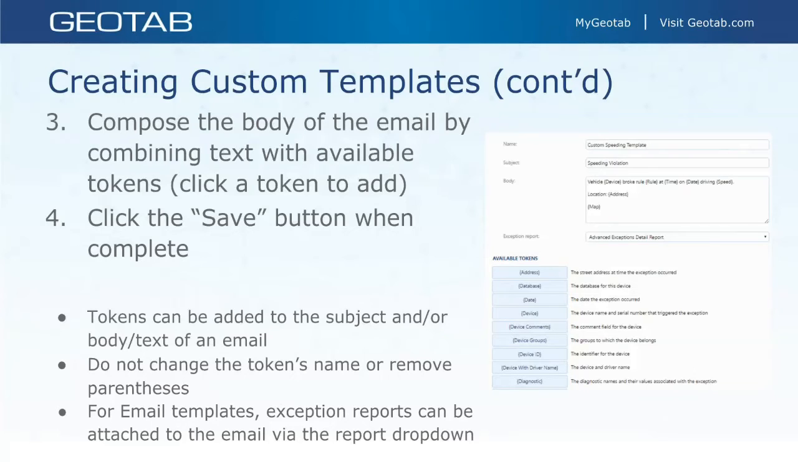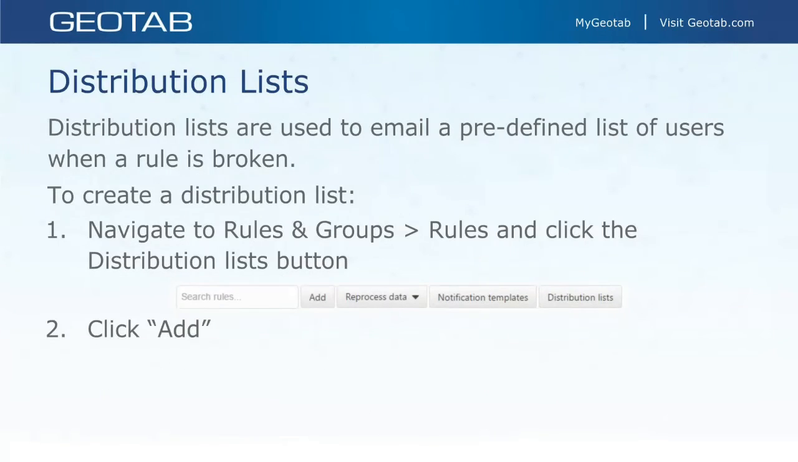For email templates, exception reports can be attached to the email. So you have that little exception report, and it says Advanced Exceptions Detail Report. That's a drop-down list, so I can attach a report to the email. And that's also going to include any custom exception reports that you have added into your database. So that's custom templates. Just make sure that you hit save when you're done, and then when you go through and you set up those alerts and notifications, you can choose that from your template drop-down list.